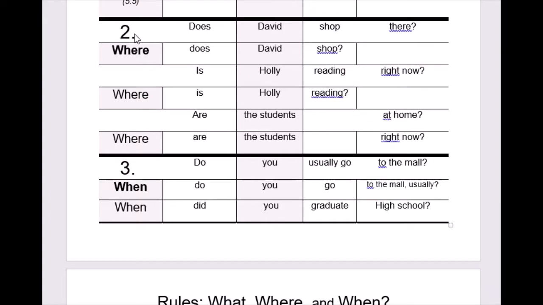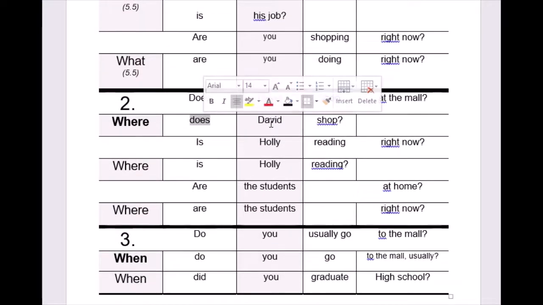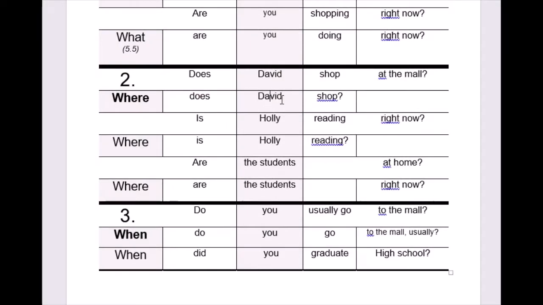Yes or no question number 2. Does David shop there? Okay, at the mall. Or if the answer is no, then I want to ask more information. So I can use where. Where does David shop? Where does he shop? Okay. So I use question word, helper verb, does, subject, main verb, shop.